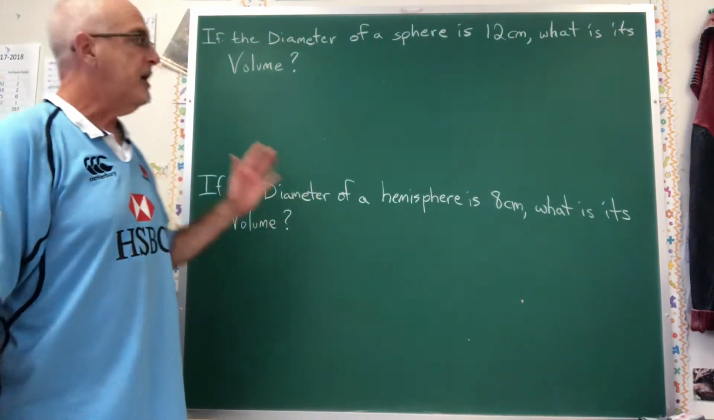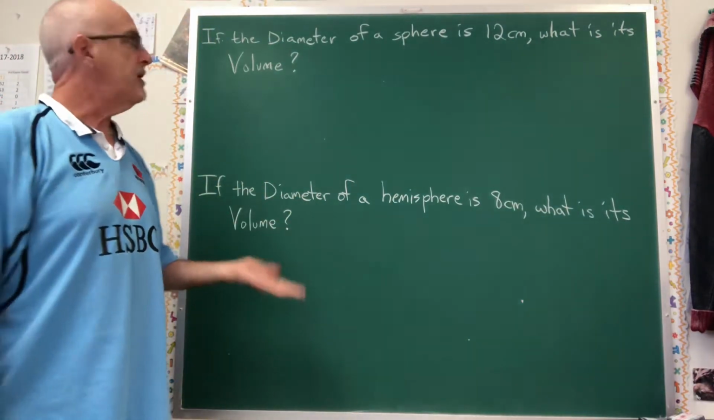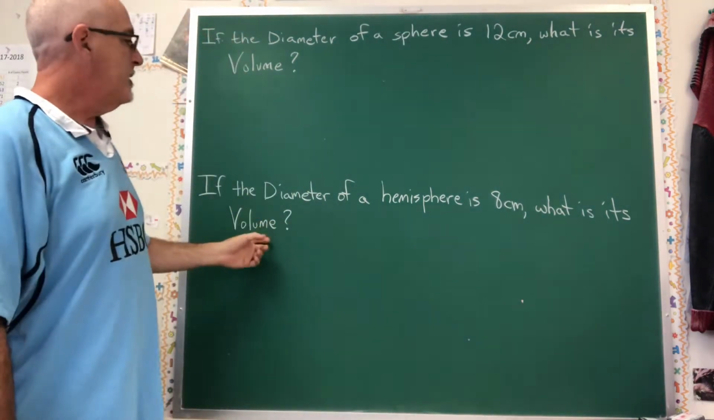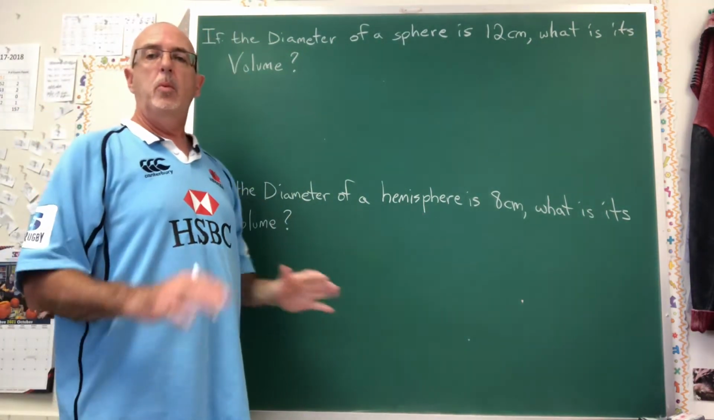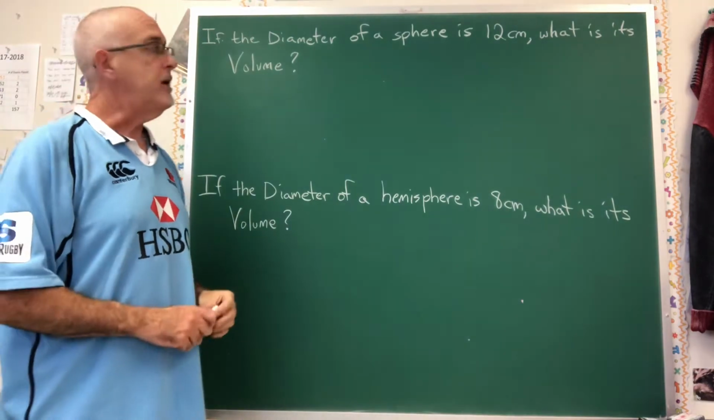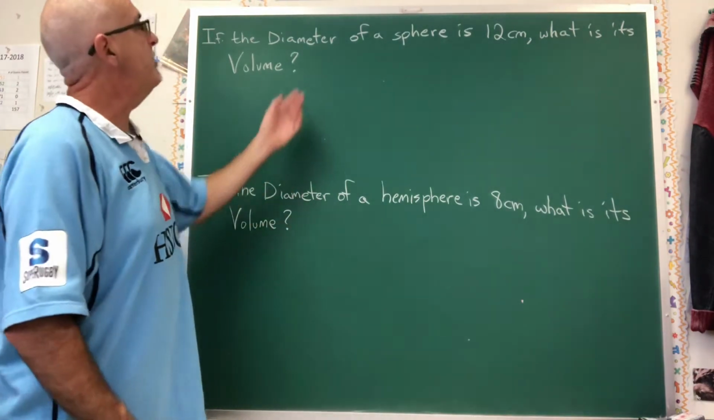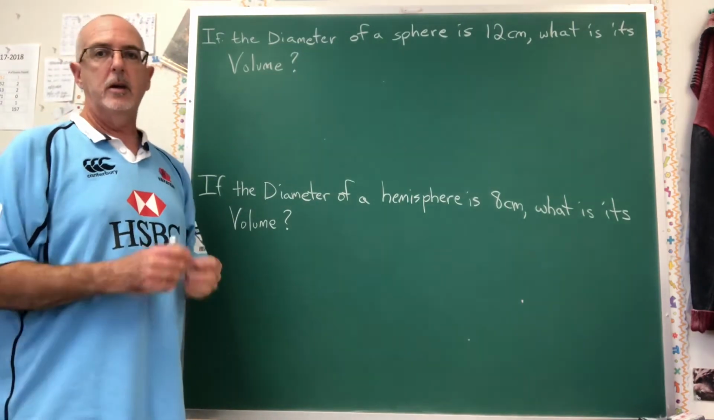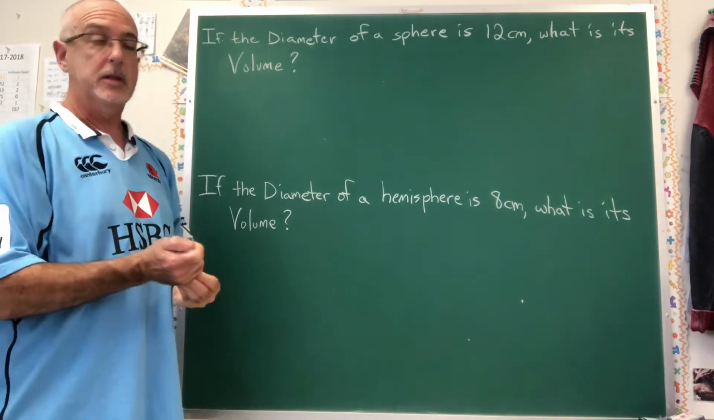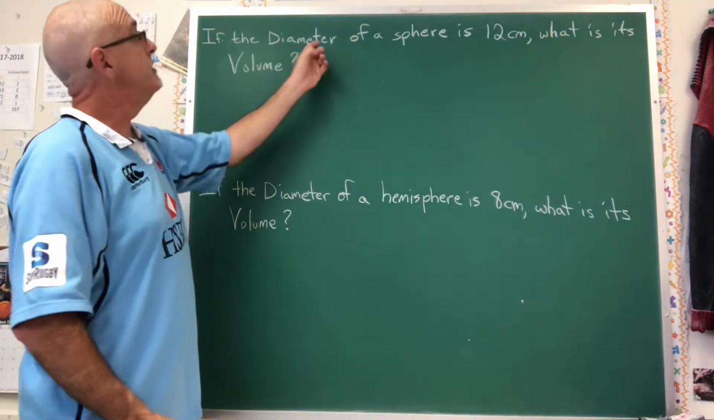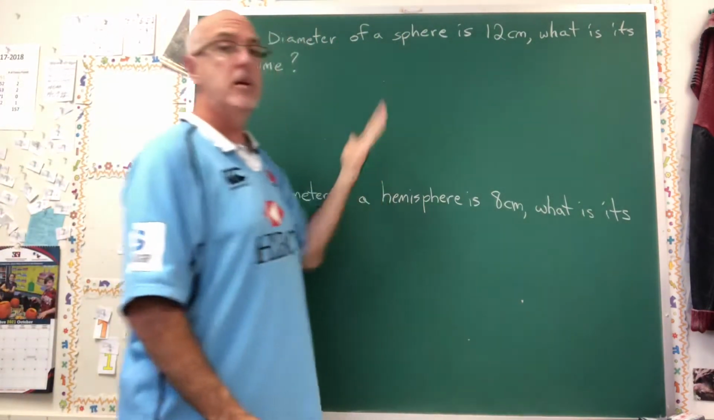Today's Daily Dose of Math is just a couple more examples of finding the volume of a sphere or the volume of a hemisphere with one little curveball thrown in, which is that we have not been given the radius, but we have been given the diameter. So yeah, that is a very small extra step, but we have to notice that this 12 centimeters is not a radius.